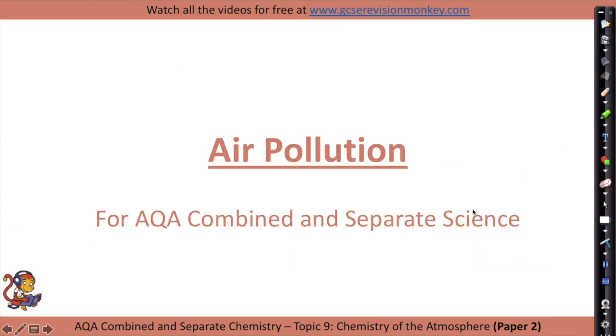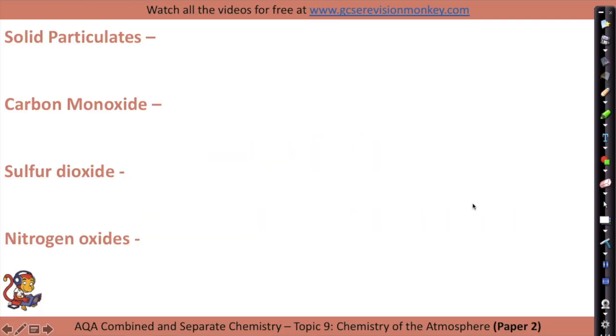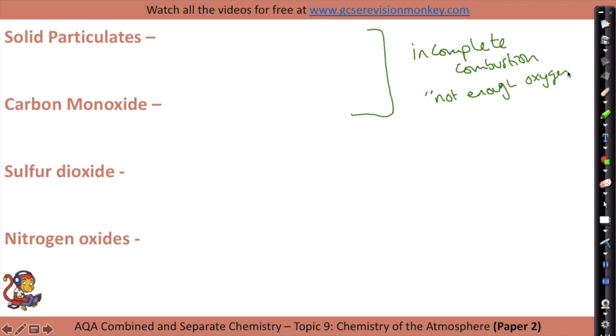The final bit that we'll talk about in this topic is air pollution. There are 4 different things that you need to be aware of. The first 2 come about from incomplete combustion. That's when you burn fuels and there is not enough oxygen. In those circumstances, you can produce solid particulates, which are essentially bits of solid carbon or soot, or carbon monoxide, which is similar to dioxide, but there's only one oxygen this time, hence it's monoxide.